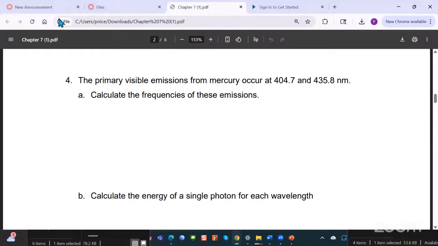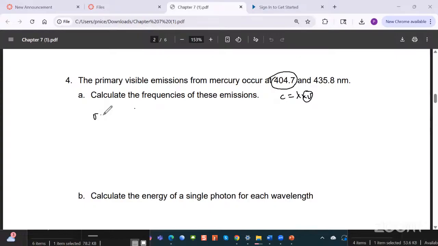All right. And the question is asking for you to calculate the frequencies of these emissions. Now what I'm going to do is I'm just going to calculate the frequency for one of them, and I'm going to leave the other one for you to do on your own. I'm going to focus on the 404.7 nanometers. So again, we're going to use this equation. C is equal to lambda times nu. This time the question is asking for nu.